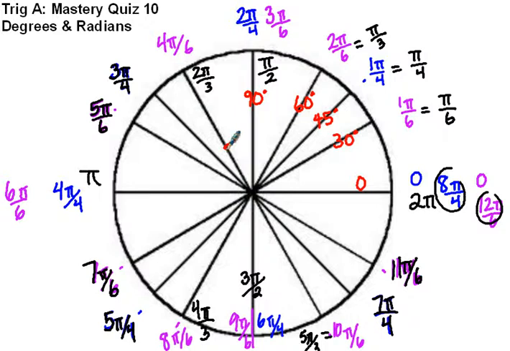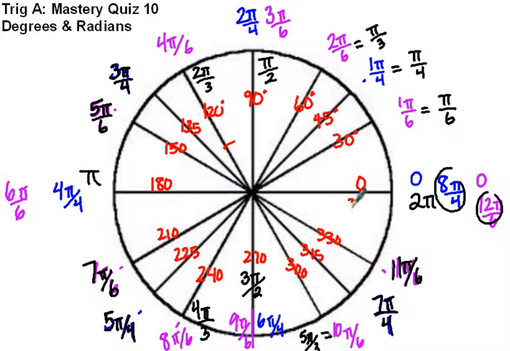30, 15, 15, 30, 30, 15, 15, 30, 30, 15, 15, 30. There's your degrees and your radians. Memorize it. Keep practicing.